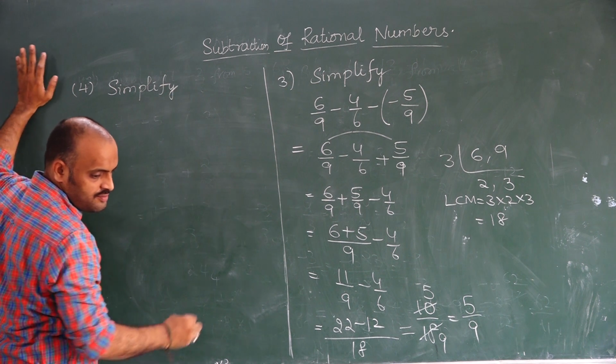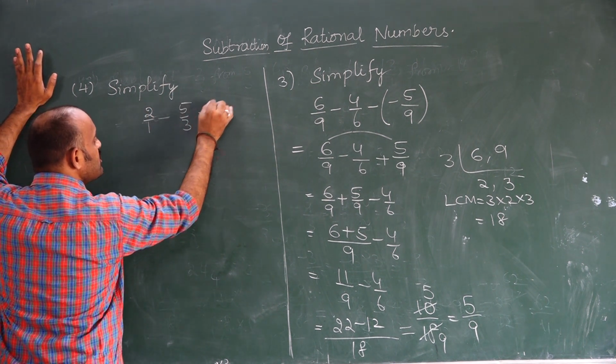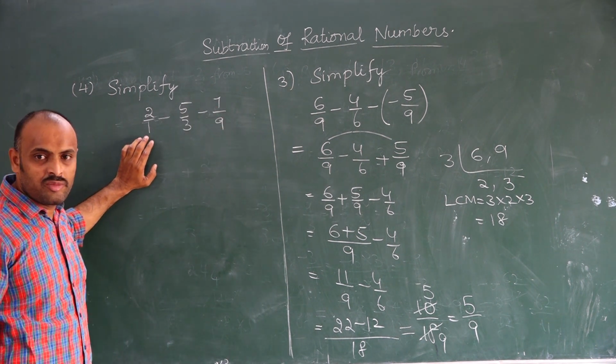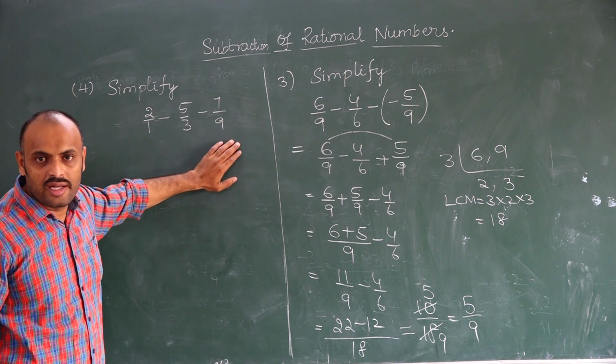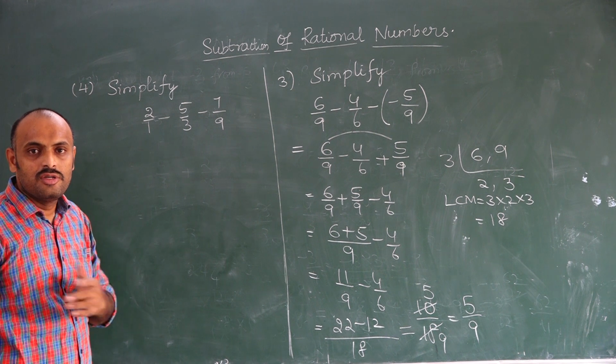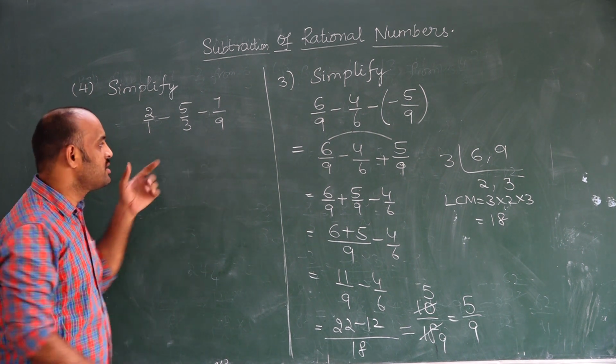Simplify 2 by 1 minus 5 by 3 minus 7 by 9. Here the denominators are 1, 3, 9. As the denominators are different, we need to find the LCM so that we'll get the common denominator.